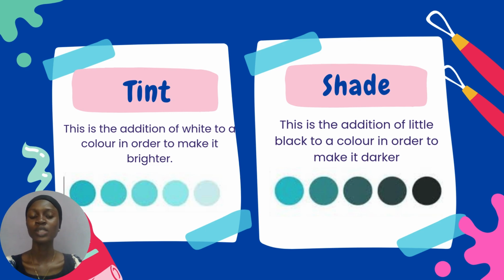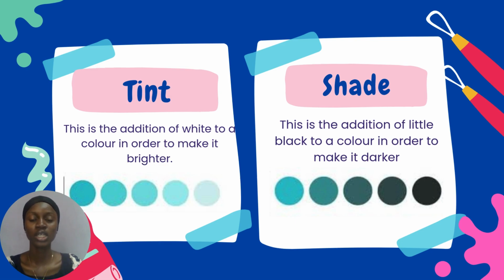Okay, now let's talk about tint and shade. All right, what is tint and what is shade? Tint is simply the application of white color to our colors in order to make it look brighter or appear brighter, while shade is the addition of black to our color in order to make it darker.